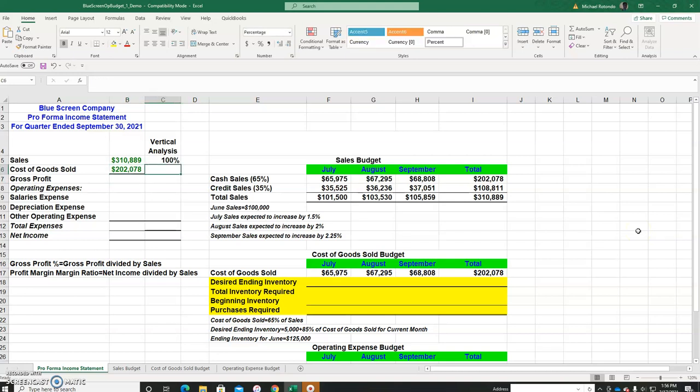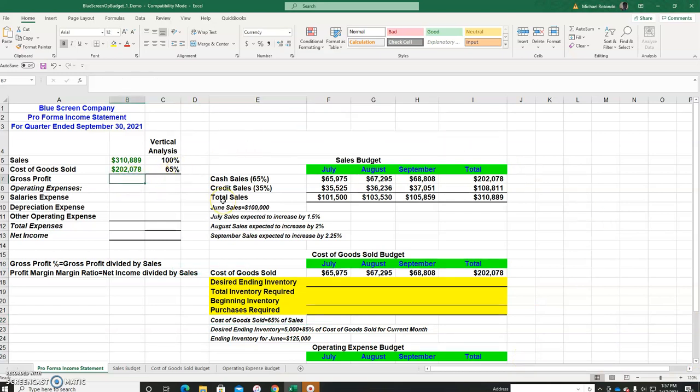And when we do vertical analysis for cost of goods sold, remember that everything on the income statement is based on sales. So we would take 202,078 divided by 310,889. And that would give us 65%, which is exactly what we estimated. So we would expect that.